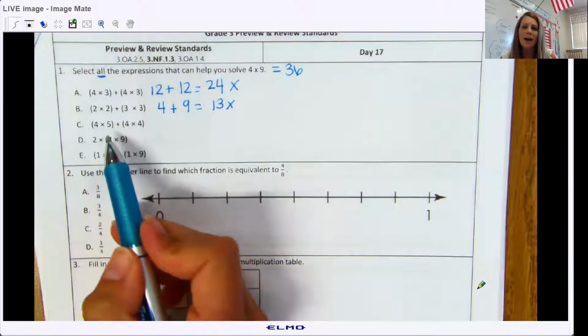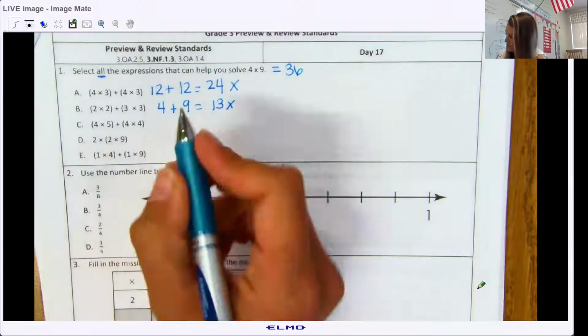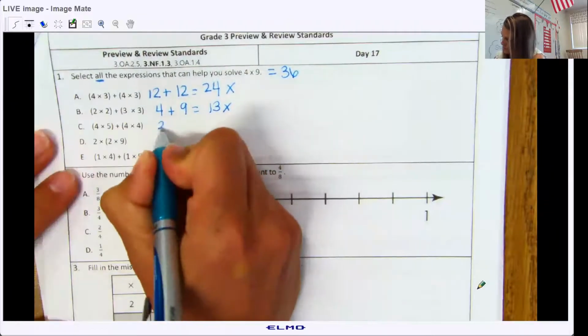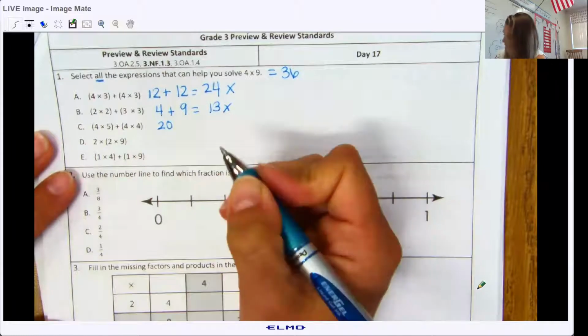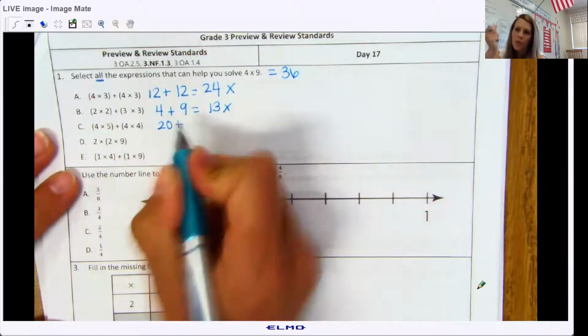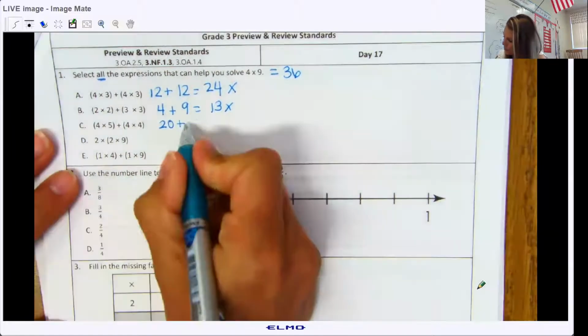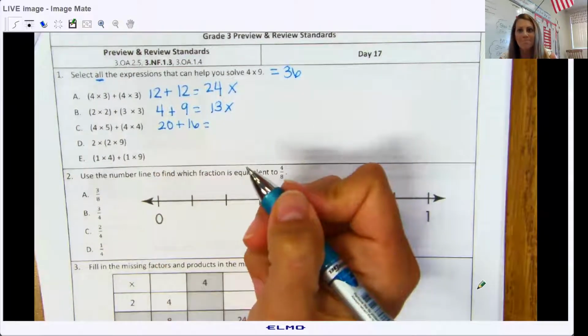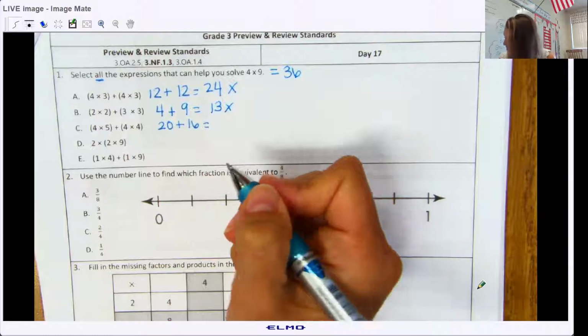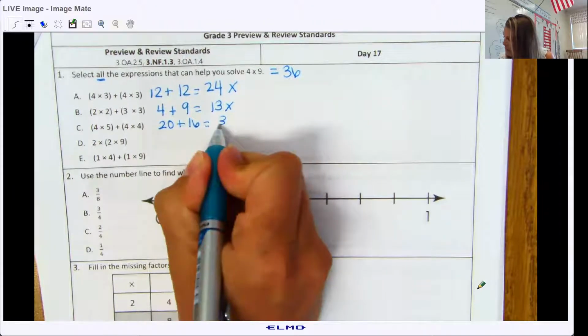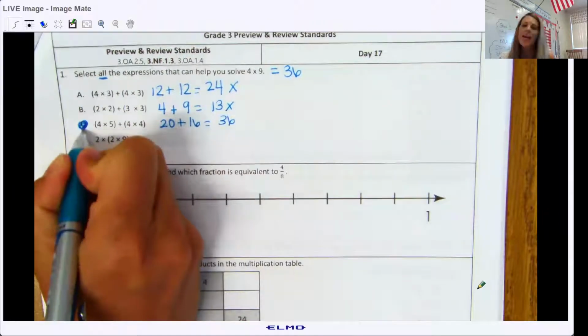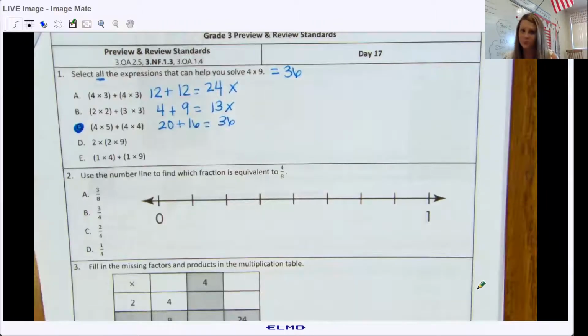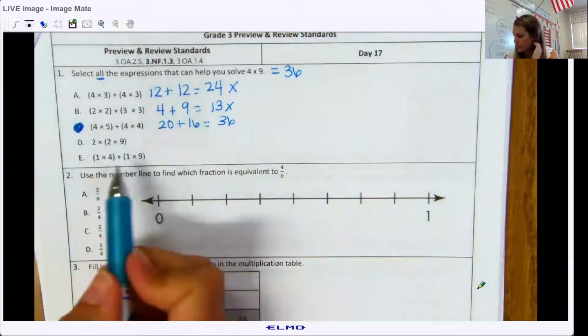4 times 5. What's 4 times 5? 20, right? And then 4 times 4, we should know that is 16. When we add that together, what does that equal? It equals 36. So is that one that you should have bubbled? Absolutely.